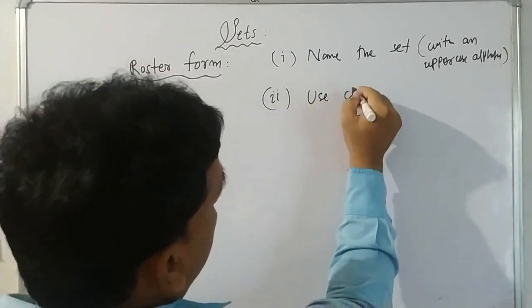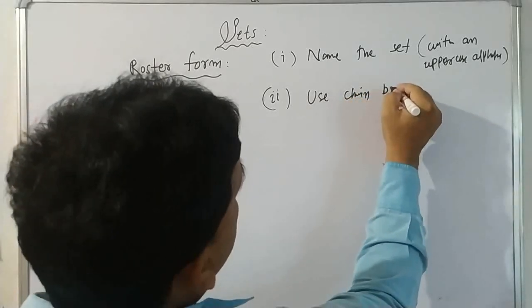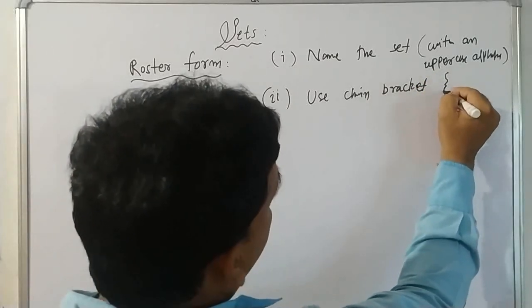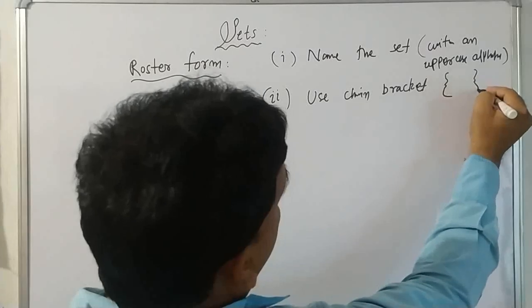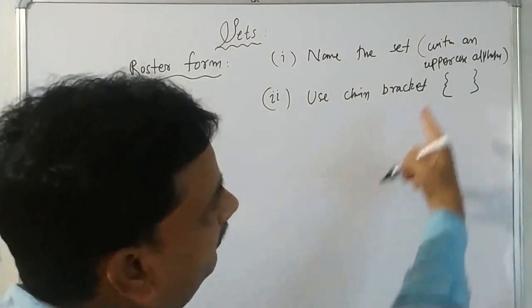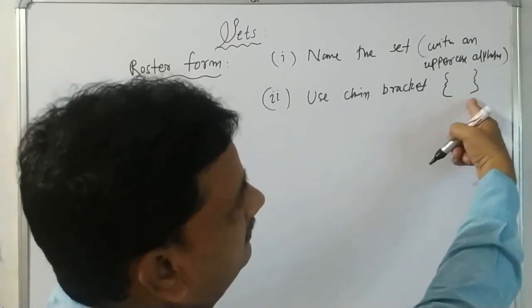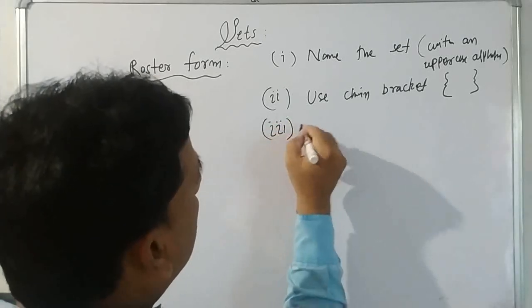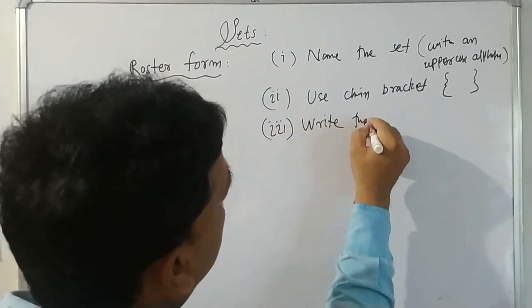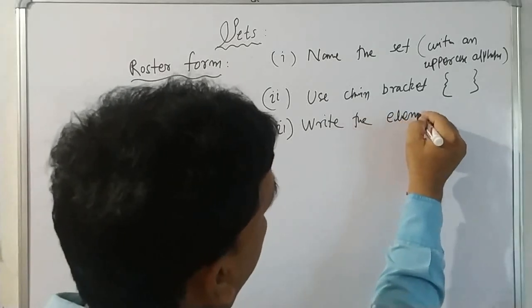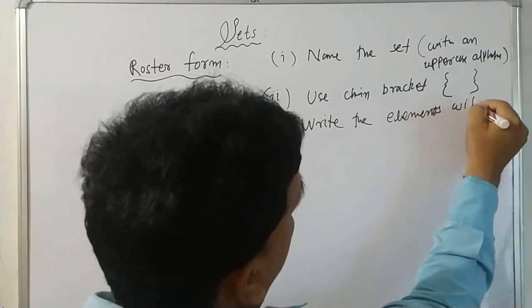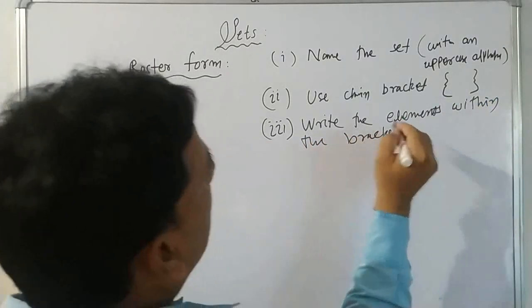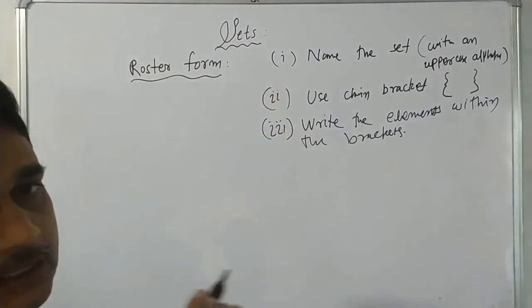Then use chain brackets, a pair of chain brackets, for the beginning and ending. In between, third, write the elements within the bracket. These are the three rules.